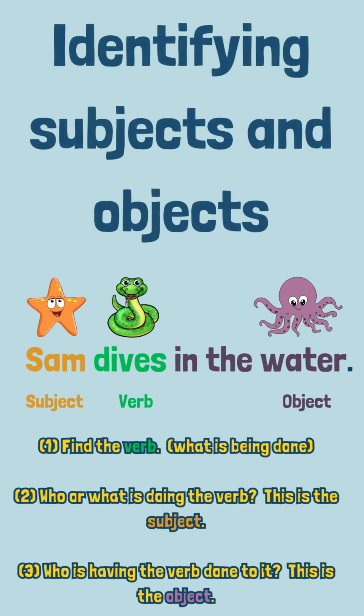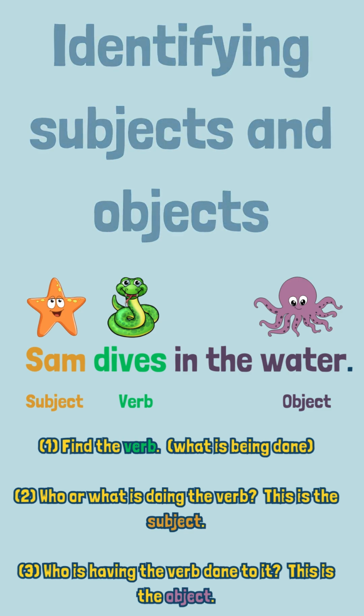That's the doing word. So to find the subject of the sentence, we need to work out who is doing the diving. And it is, of course, Sam. So that makes Sam the subject. And finally, we now need to think about who's having the verb done to them, or it, because this will be the object. And of course, Sam is diving in the water. The water is having something done to it. Sam diving in, so it is the object.